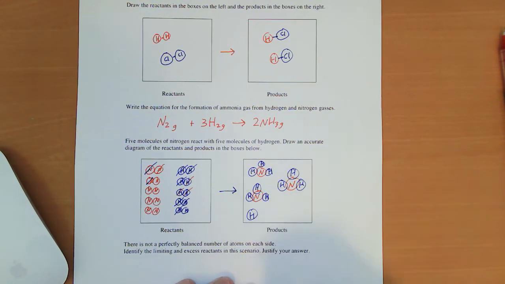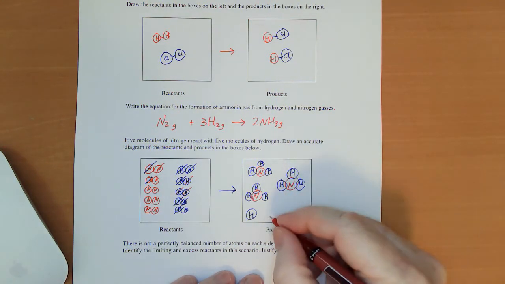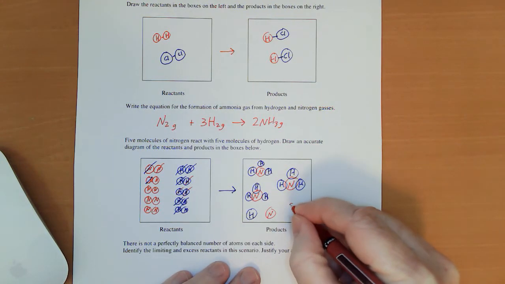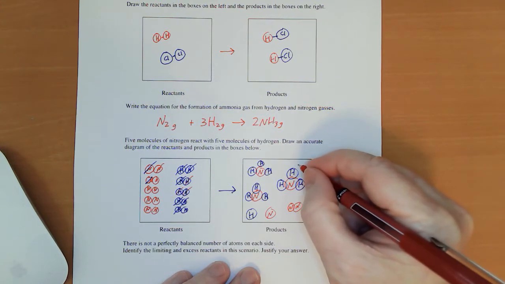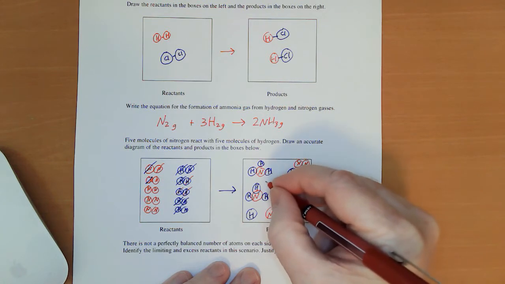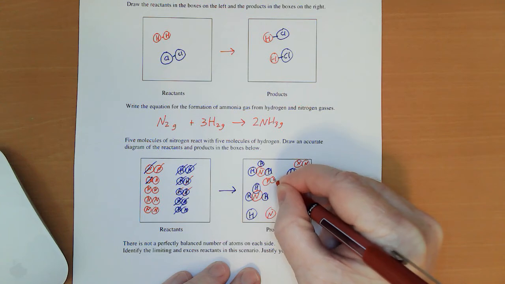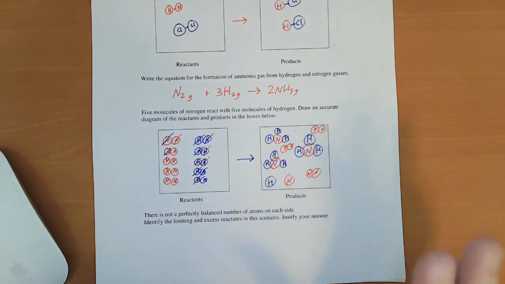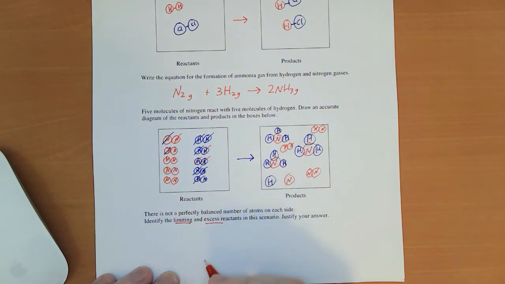I'm going to have a leftover hydrogen atom. And then I'm going to have a leftover nitrogen atom. And then I'm going to have 3 diatomic, let's put it right here, nitrogens. Okay? So, it's not a perfect balance, but I can identify limiting and excess.